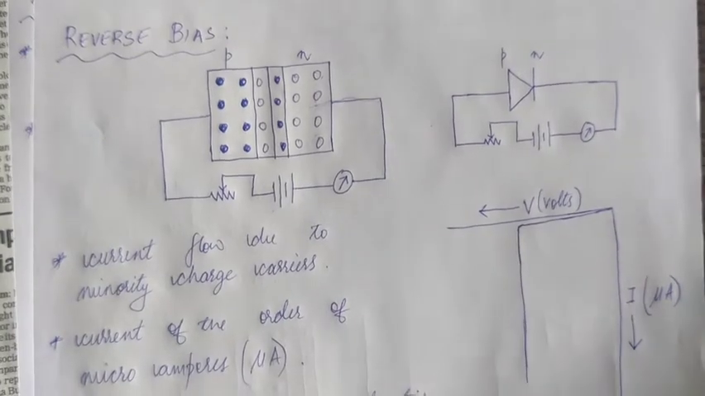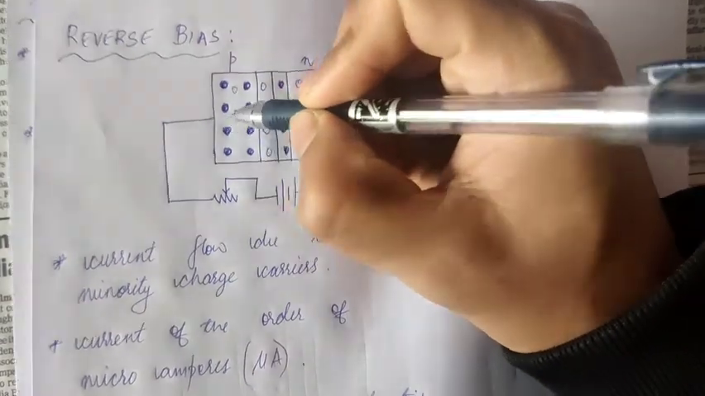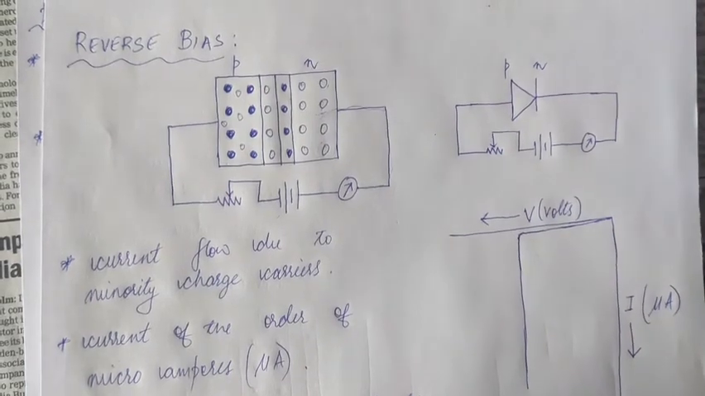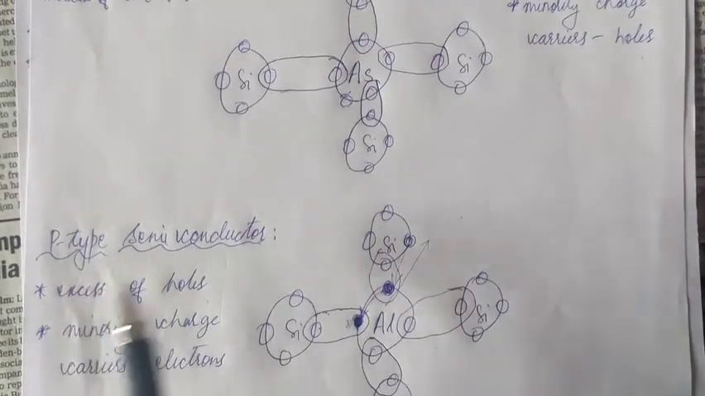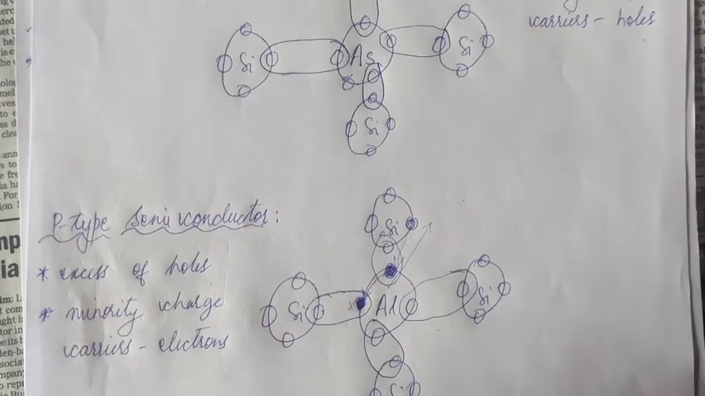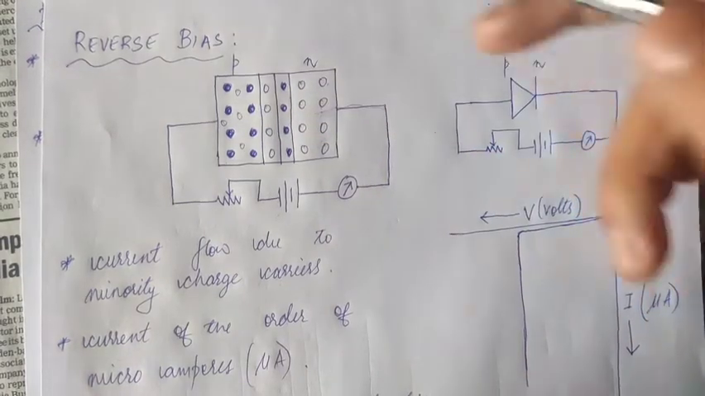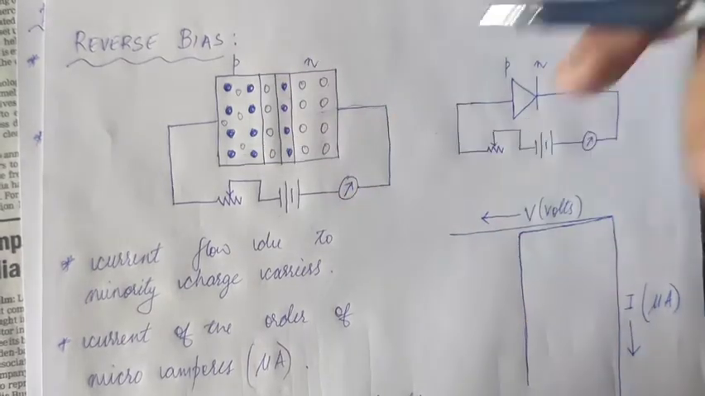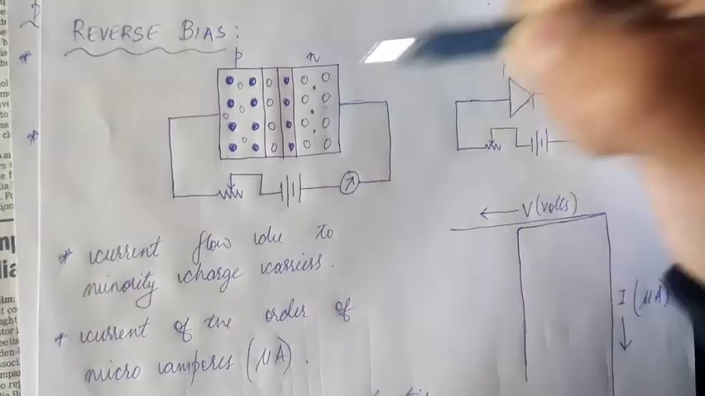But what other thing happens is, on the P side, we have some amount of electrons, which are minority charge carriers. We have already seen that on N-type semiconductor, the minority charge carriers are holes. On P-type semiconductor, the minority charge carriers are electrons. So, on the P side, we have electrons as minority charge carriers. Very small amount of minority charge carriers compared to the majority charge carriers, mind you. Likewise, on the N side, we have holes as minority charge carriers.